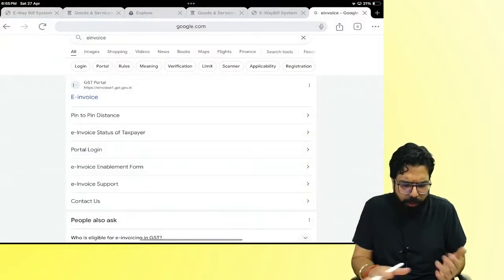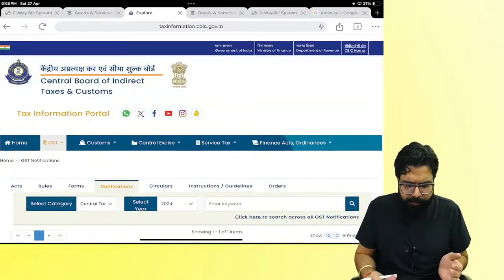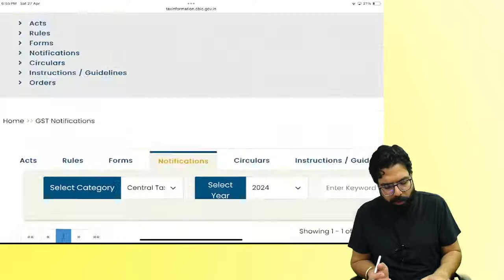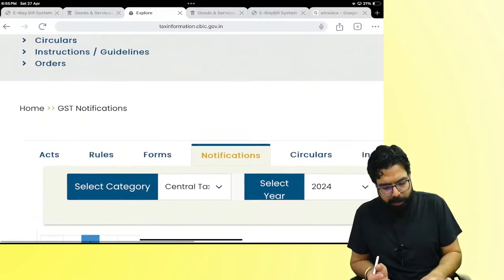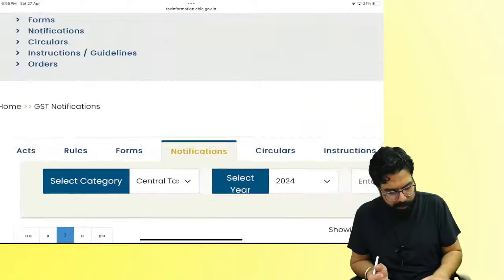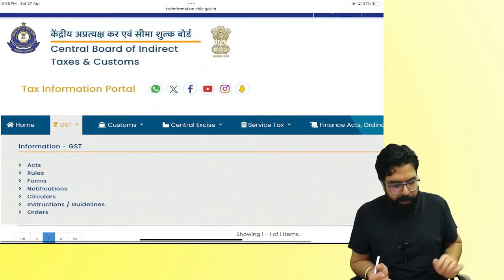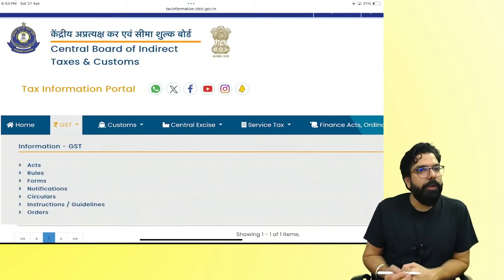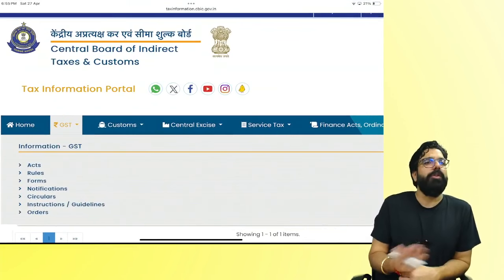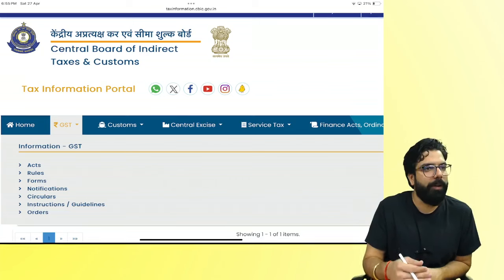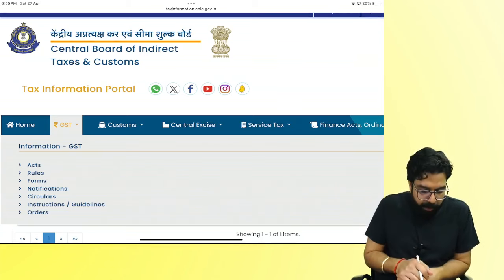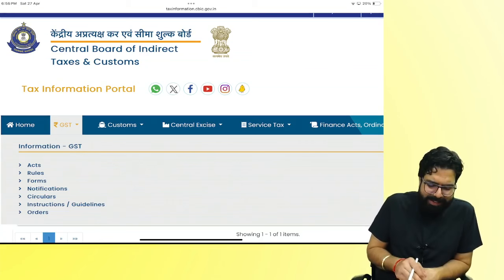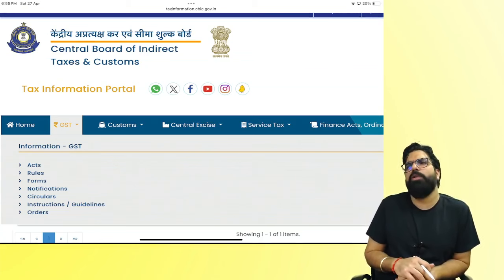If you want, you can go to the CBIC website. Here you will be able to see all of them. When you go to GST, here you will see the GST Act on the left hand side. Rules are there. Forms are basically for registration, to find which form to apply, all those forms are there. We have notifications, we have circulars. Instructions and guidelines are basically issued by CBIC.